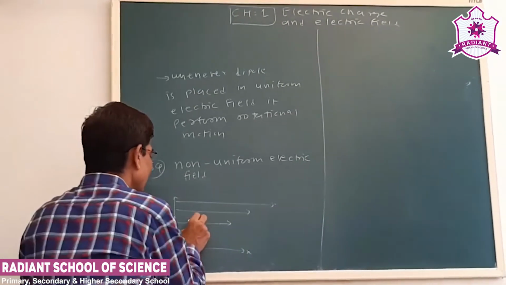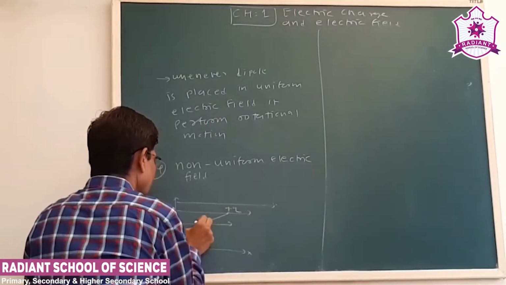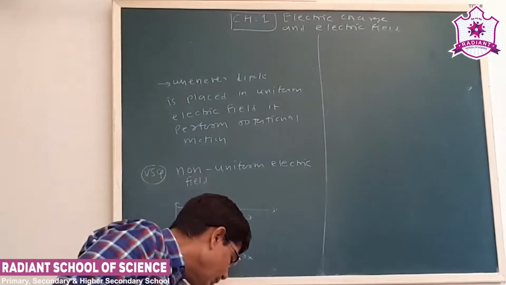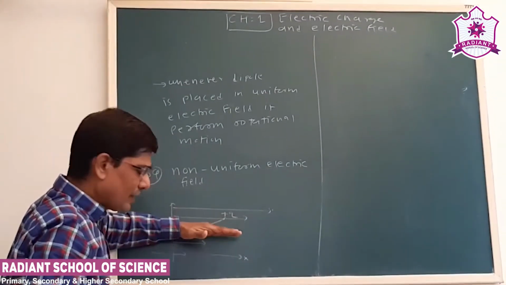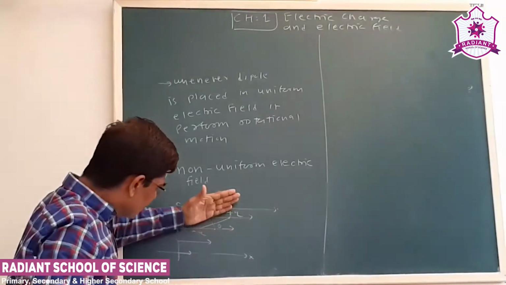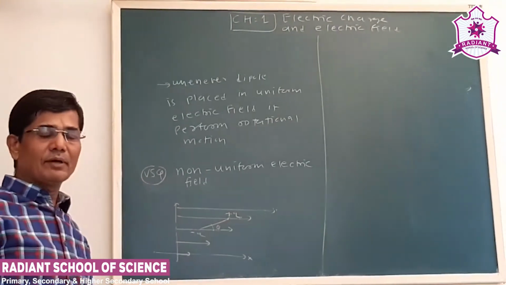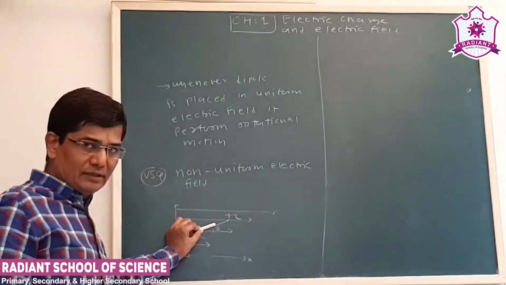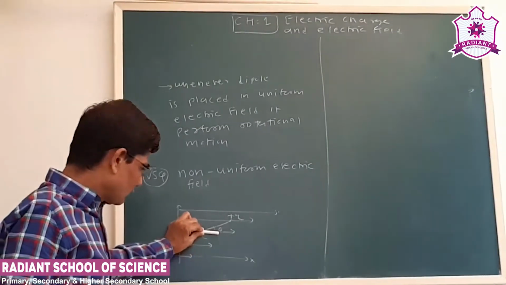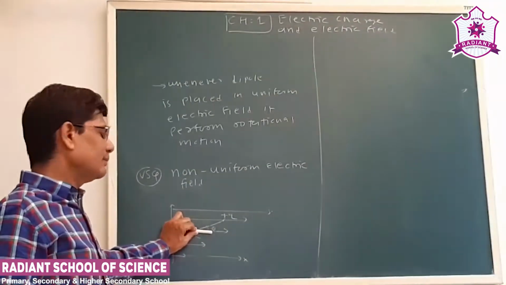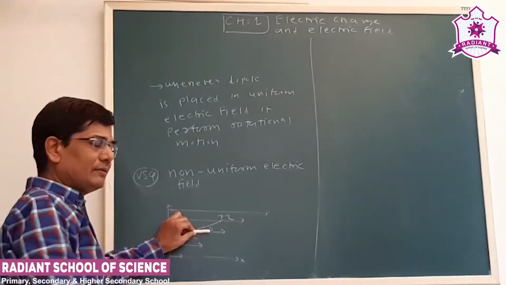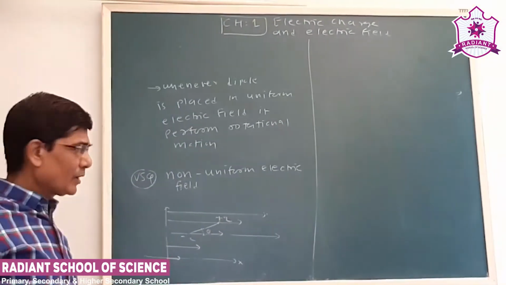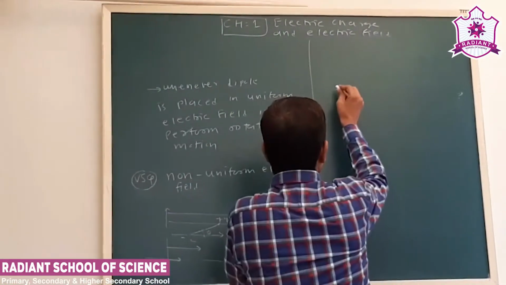Now what happens if the dipole, plus q and minus q, is placed in a non-uniform electric field? Let us say it is placed at angle theta. Initially it is like this. Because of the resultant force acting on it, first it will rotate in the field and become parallel to the field, and once it becomes parallel to the electric field, it will perform linear motion. So what is the outcome of this? We can remember it like this.